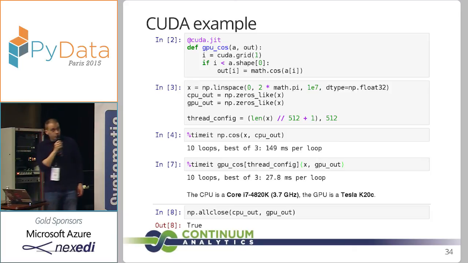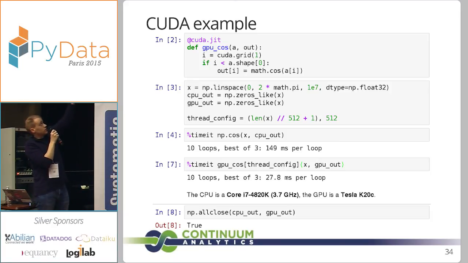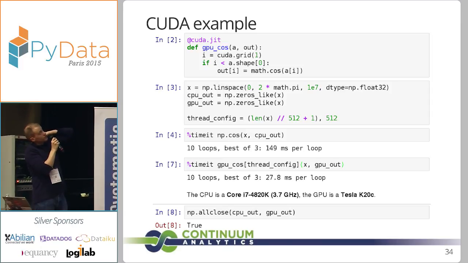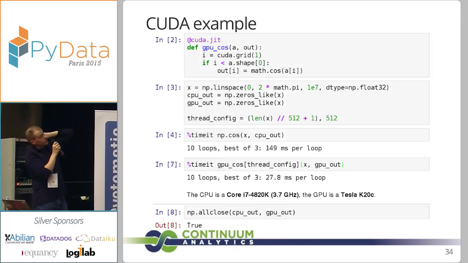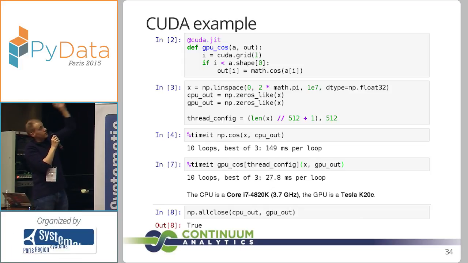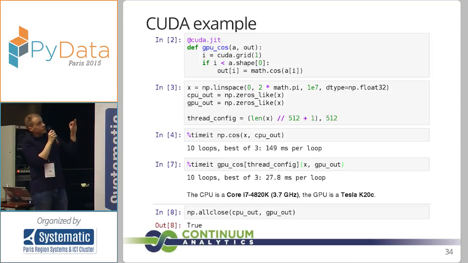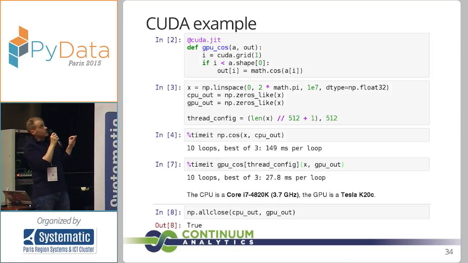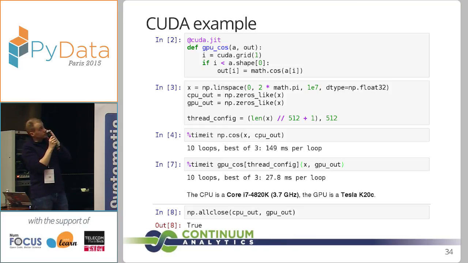So a quick example to show what it looks like. You have a cuda.jit decorator. Inside your function, this is a function that computes the cosine of an array. The first argument is the input array, the second argument is the output array. But the function in each thread only operates on one element. So you have to get the element index. This is what the cuda.grid helper does. And then you compute the cosine and you put it in the output array.